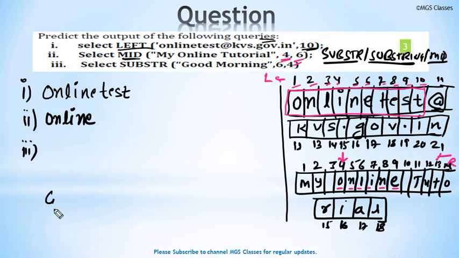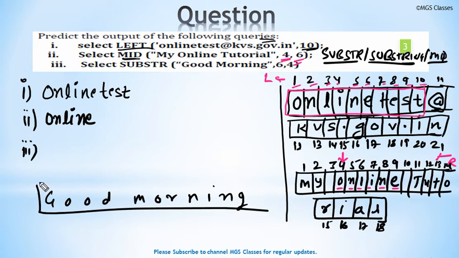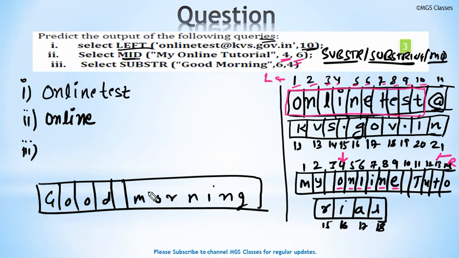So again we need to write this string here, GOOD space MORNING, and write the boxes. It's better to write the boxes so that you don't make any kind of mistake. For space you write it in a box: 1 2 3 4 5 6 7 8 9 10 11 12.